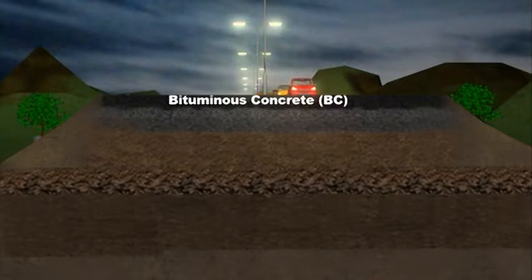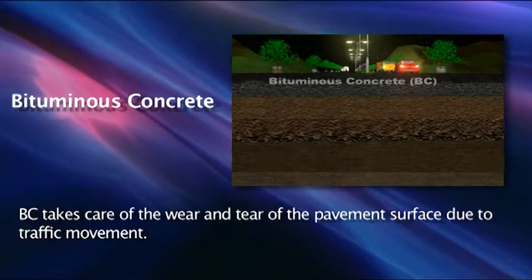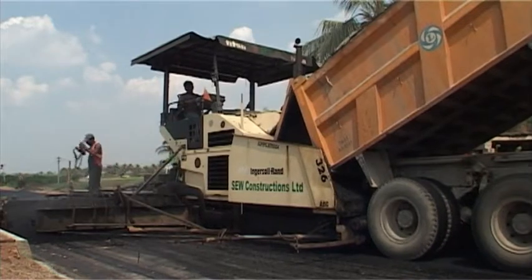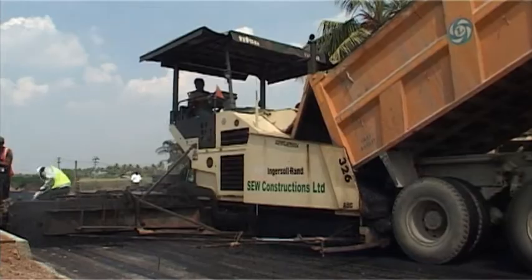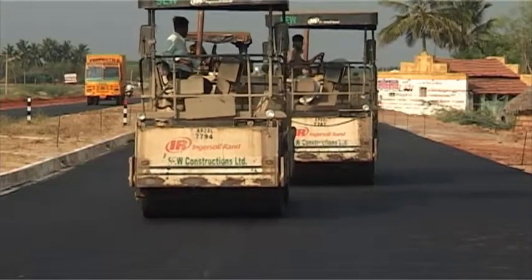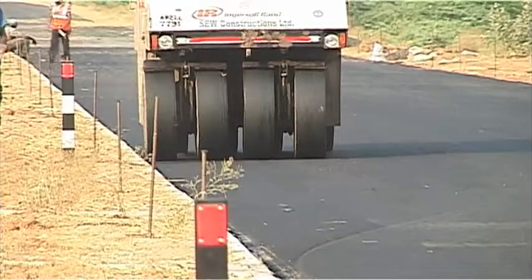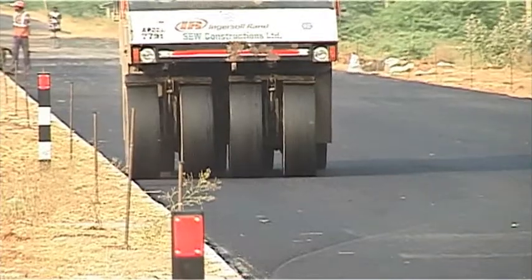Bituminous concrete BC takes care of the wear and tear of the pavement surface due to the traffic movement. BC is the highest quality of construction in the group of black top surfaces. The texture of bituminous concrete mix is finer to facilitate a smooth riding surface. The cohesive layer prevents water from penetrating to the DBM layer.